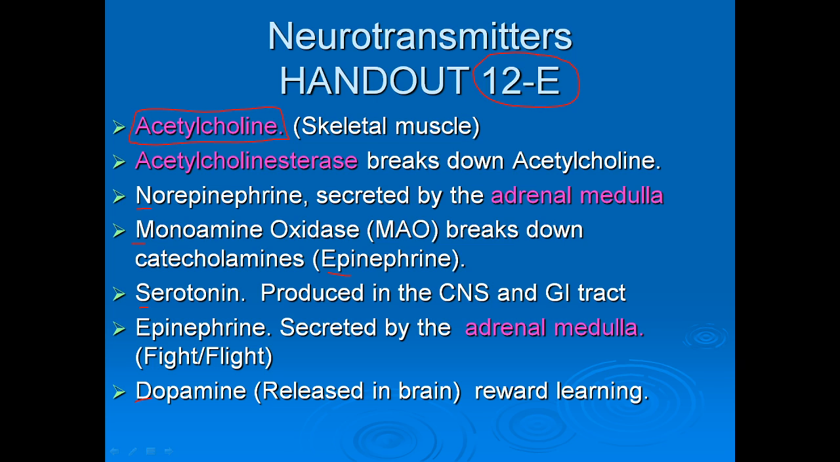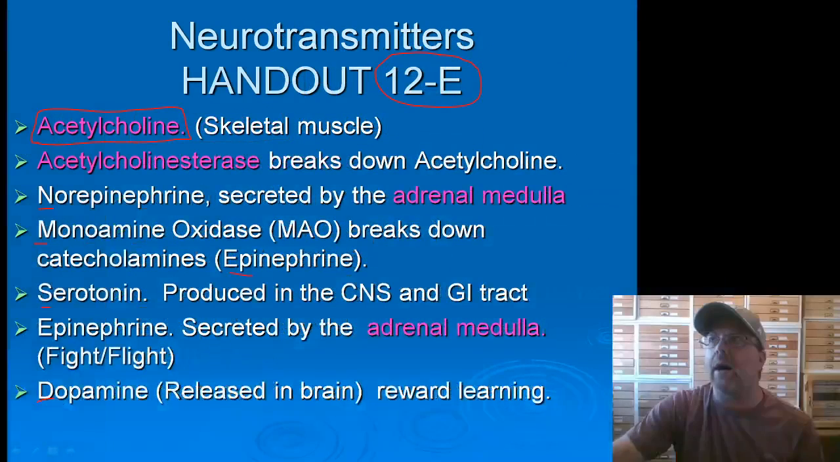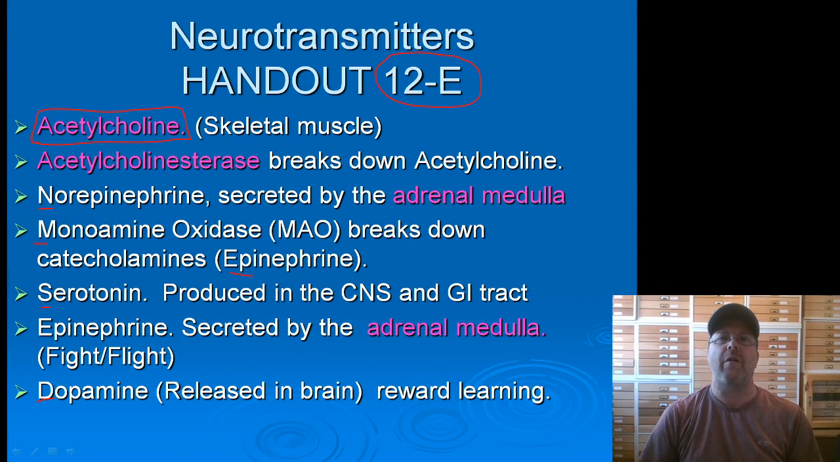Now I'm going to stop the video here, and we're going to go into handout 12E for the next video. We're going to focus on 3 specific neurotransmitters because they're so complex. To try and learn more than 3 could be a little bit challenging. So I'll see you on the next video, and we'll specifically talk about these.